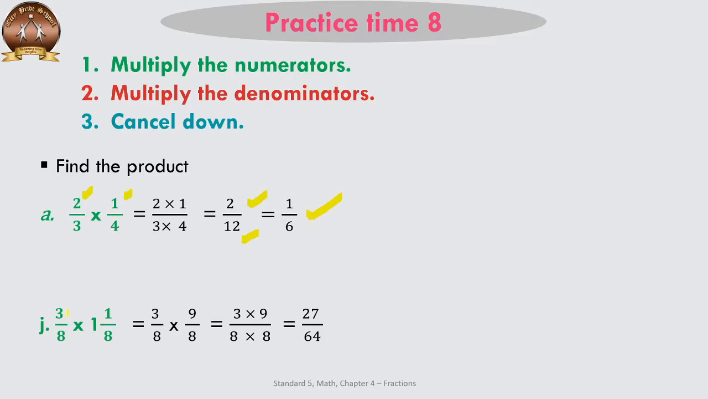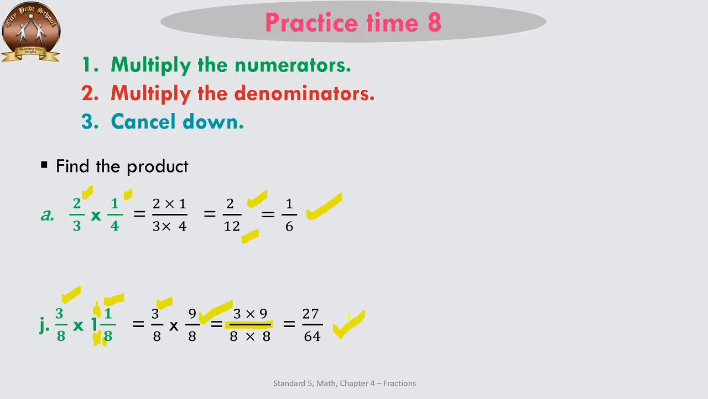Now we have another example on the screen: 3 upon 8 multiplied by a mixed fraction, 1 and 1 upon 8. We have to first convert the mixed fraction into an improper fraction. 1 multiplied by 8 plus 1 gives the numerator, so we get the improper fraction 9 upon 8. Then 3 upon 8 goes with 9 upon 8 with a multiplication sign. Then we bring them on a common platform. Why do I call it a common platform? Because we are multiplying the numerators and the denominators on this platform. So we write 3 into 9 upon 8 into 8. 3 into 9 gives us 27 and 8 into 8 gives us 64.